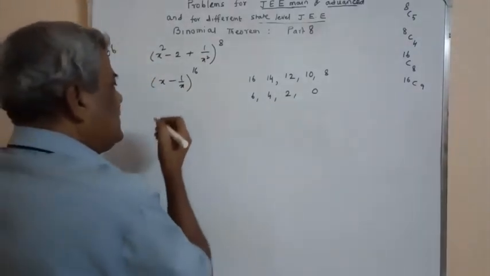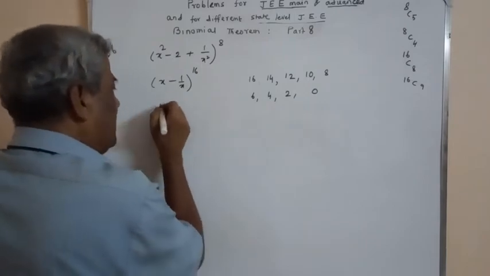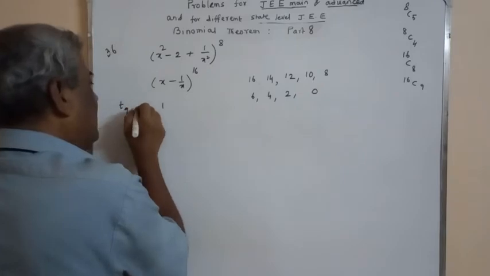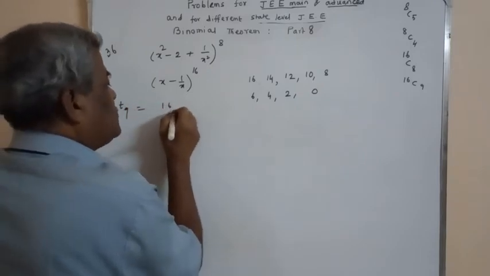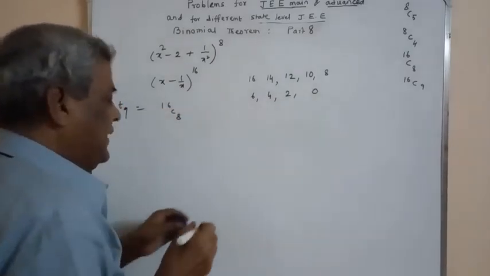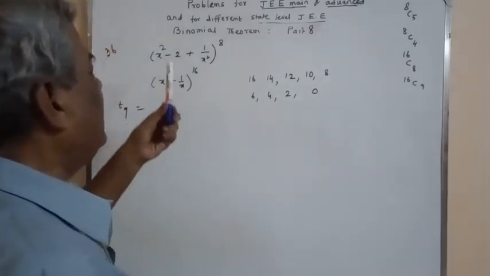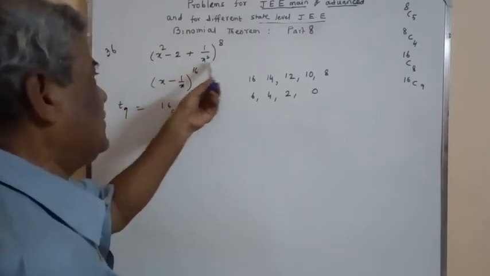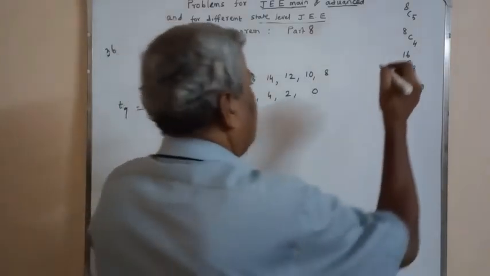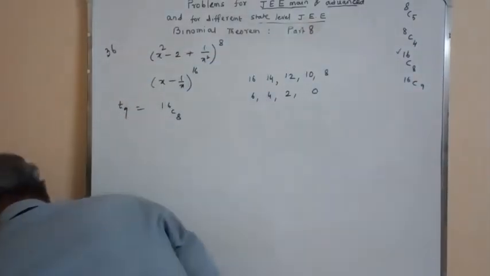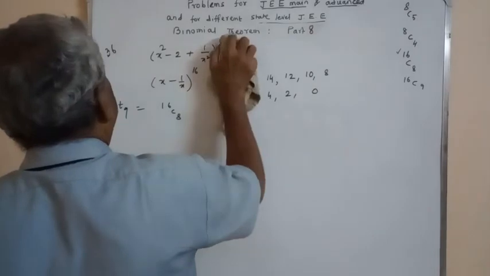So the independent term is the ninth term, T9, which is 16C8. So 16C8 is the term independent of x in that expansion. So our answer is option C. Next.